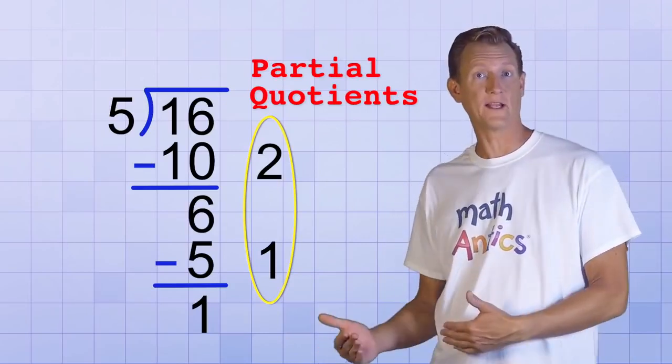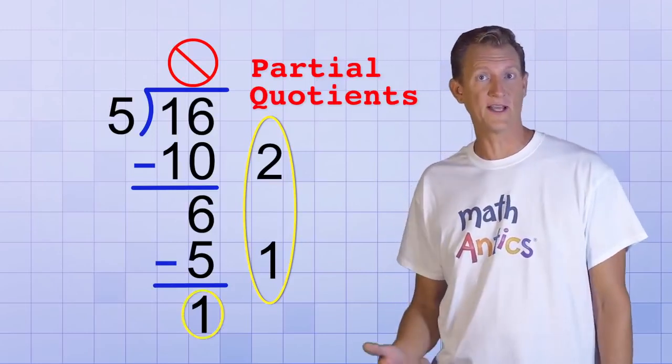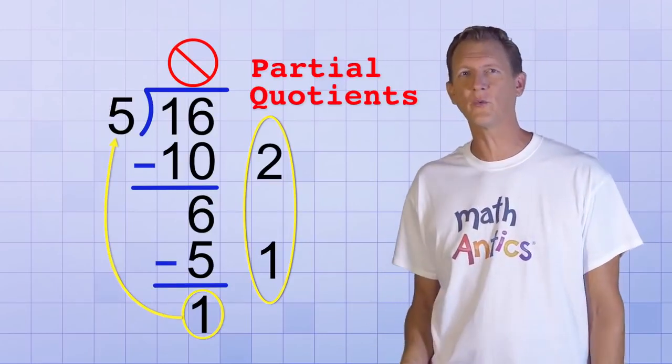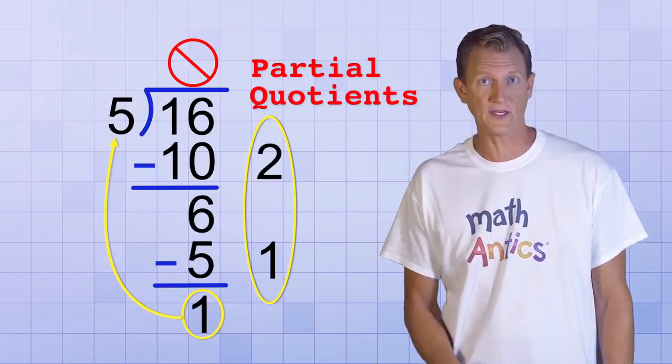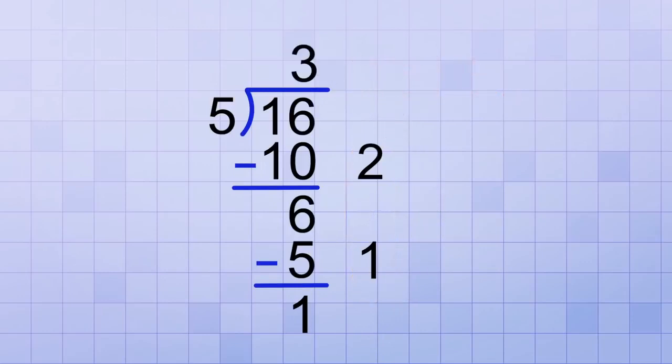That's why we didn't write the answers up in our answer line. We needed to wait until we got a remainder that was less than the divisor so we were sure that we had gotten all the partial answers that we needed. Now, if we add up those partial answers, 2 plus 1 equals 3, we'll get the final answer that we can write either down below like this or up at the top in the answer line if you prefer.